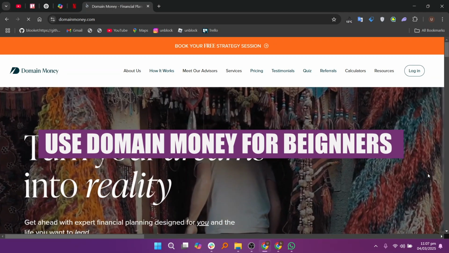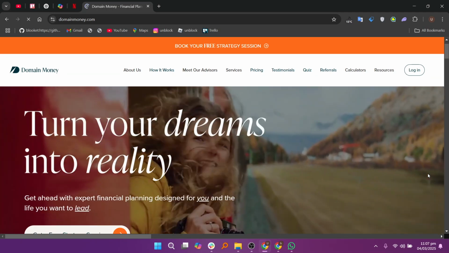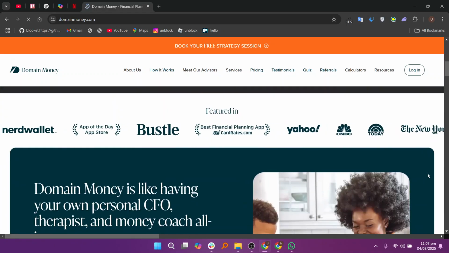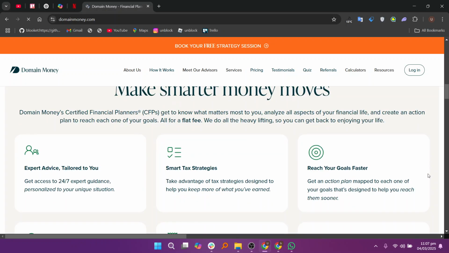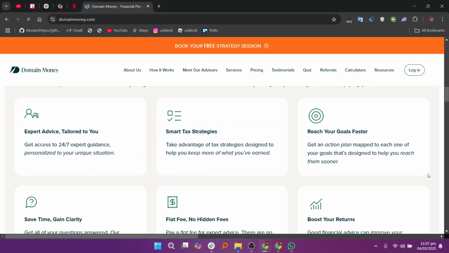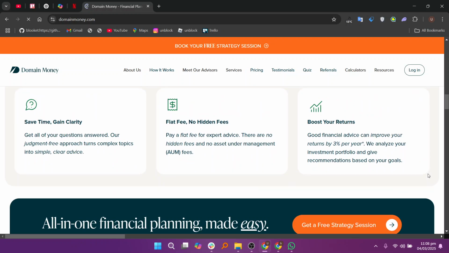Today we're talking about how to use Domain Money for beginners. For beginners looking to use Domain Money via its website, the process is straightforward and beginner-friendly. First, visit domainmoney.com and create an account by signing up with your email and personal details and completing identity verification, or KYC. Once logged in, you can fund your account by linking a bank account and transferring funds securely.